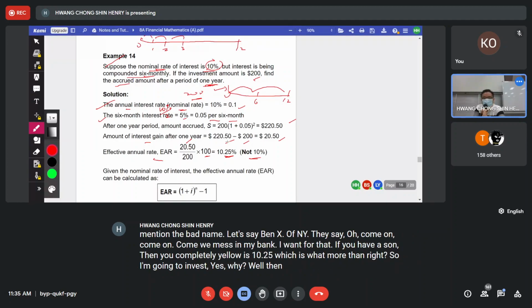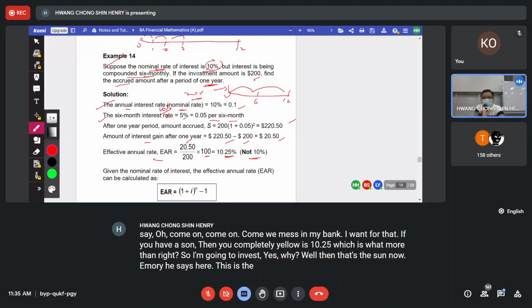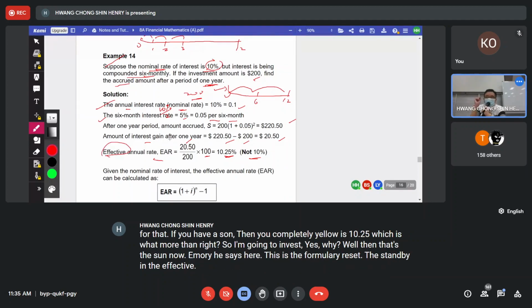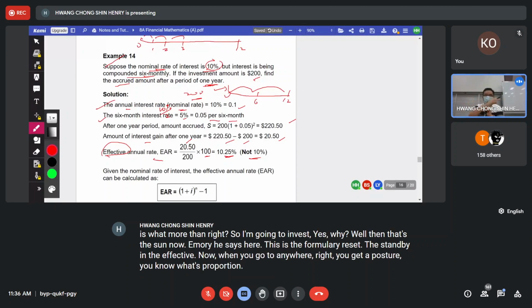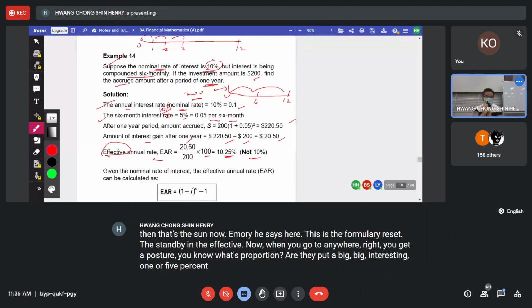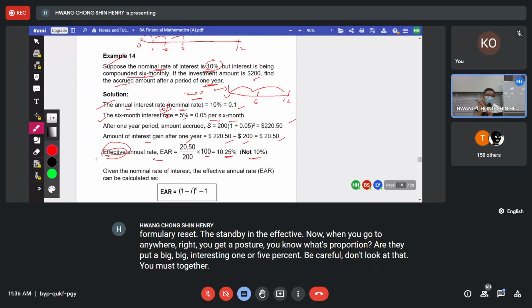Yes. Why? More than 10%. The annual rate, it says per year. This is the nominal rate per year, 10%. But in the effective, see the word effective. Now, when you go anywhere, you get a brochure. You know what's called a brochure? They put a big interest rate, 5%, 8%. Be careful, don't look at that. You must look at the effective.